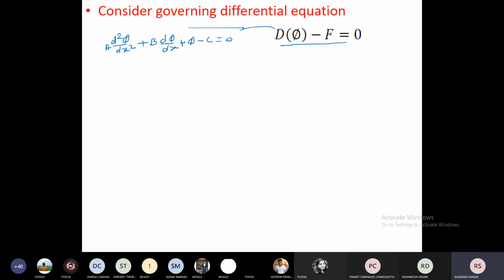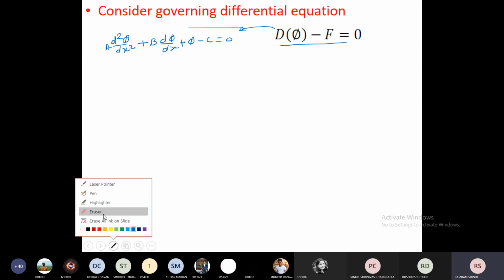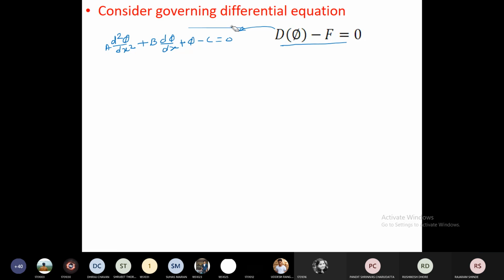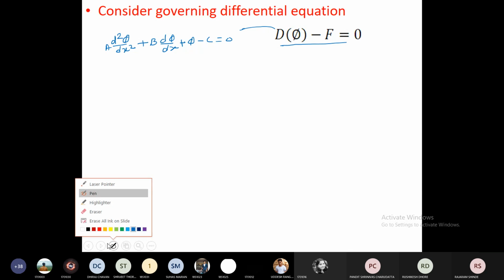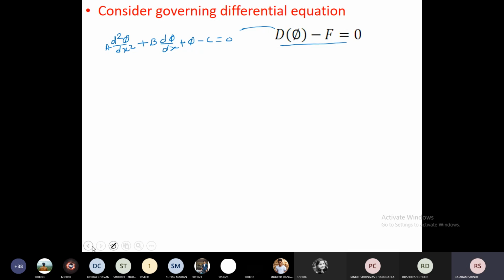Now you tell me, what is the first step in the weighted residual method? Not Gaussian method, weighted residual method. Approximate solution. You have to approximate the solution. Now what is the solution here for this problem? Can anyone tell what is the solution for this differential equation?